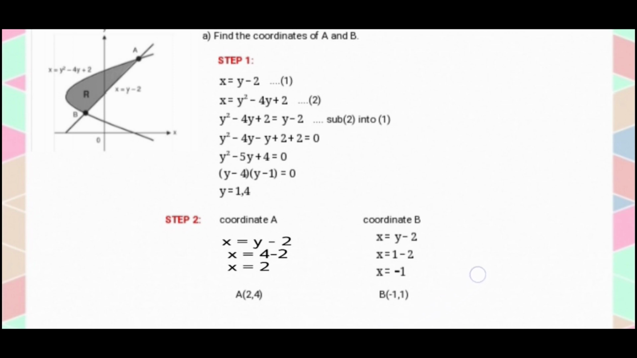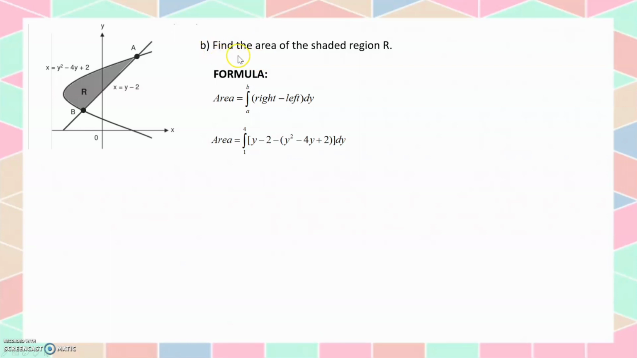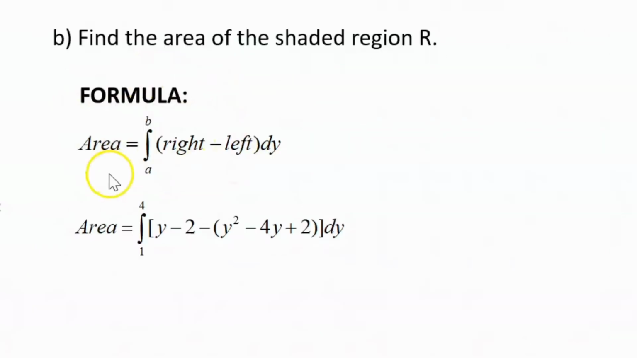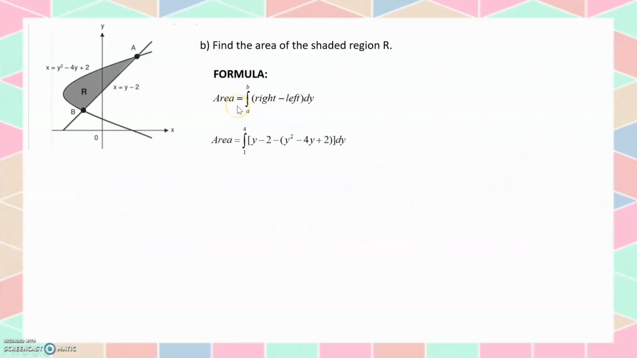So let's move on to question B. Question B: find the area of the shaded region R. This is the formula to find the area of the shaded region with respect to y. The upper limit and the lower limit must be taken at the y-axis. So you can find the upper limit and the lower limit at coordinate A and coordinate B.